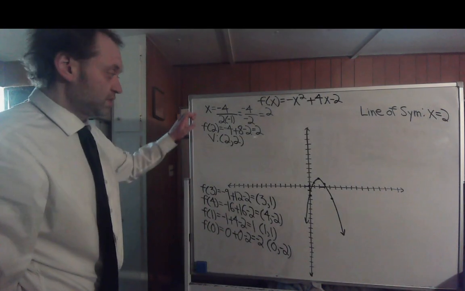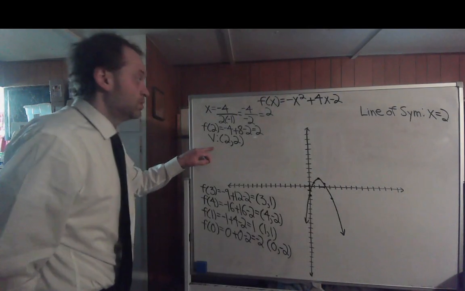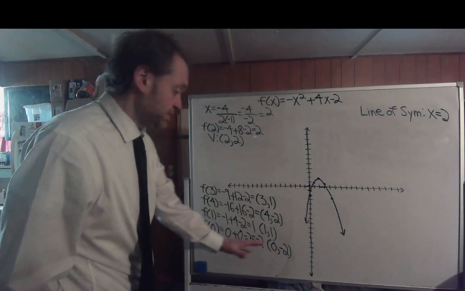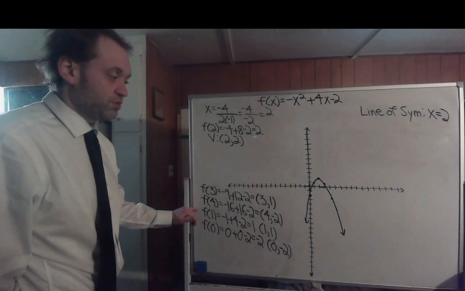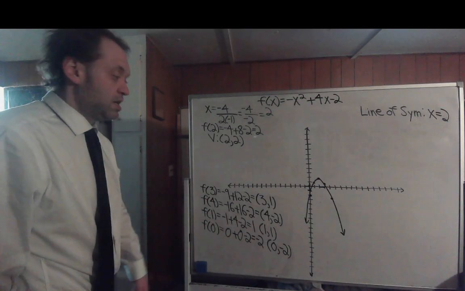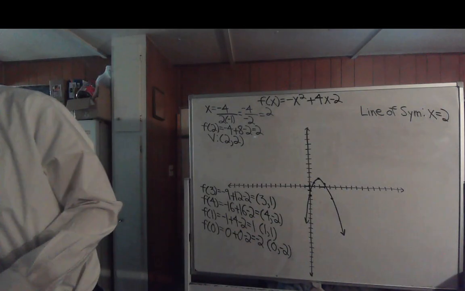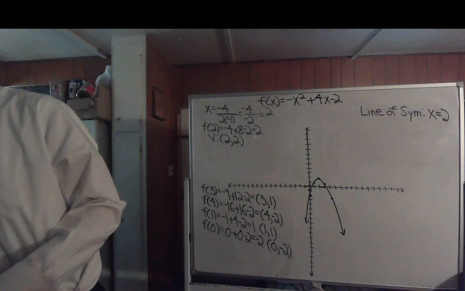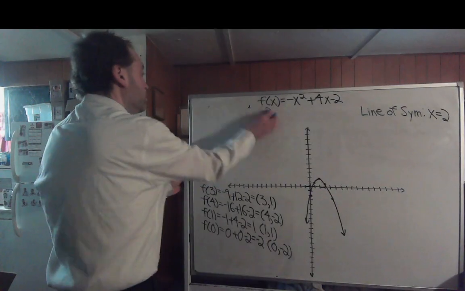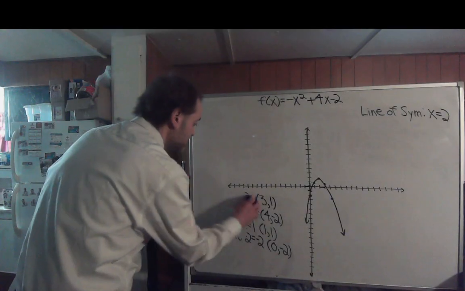So we found the vertex to be at 2, 2, which means the line of symmetry is at x equals 2. Since the coefficient on the x squared term is negative, the parabola opens downward. And we just found 2 other points on either side of the line of symmetry, and you got the points to connect the curve. Why don't we do one more of this form, then we'll move on to vertex form.